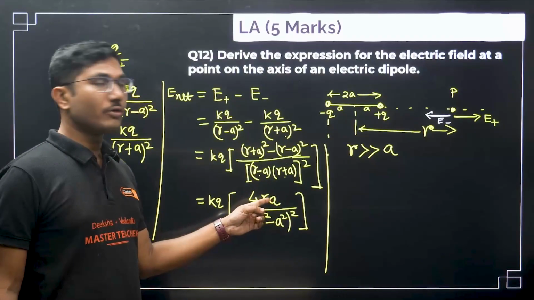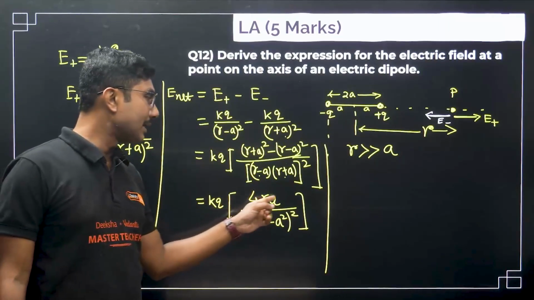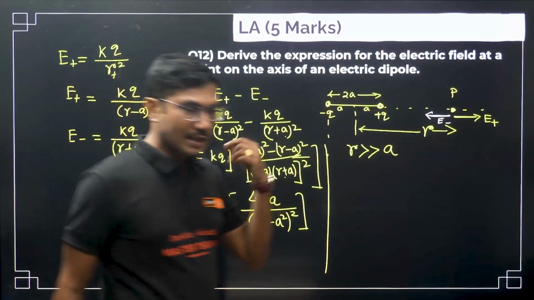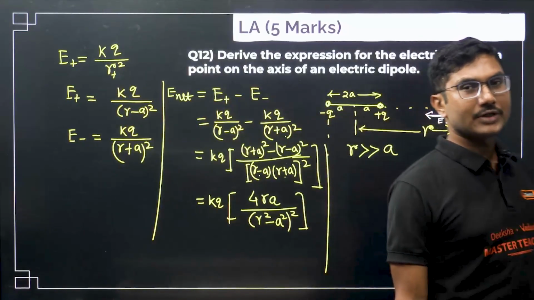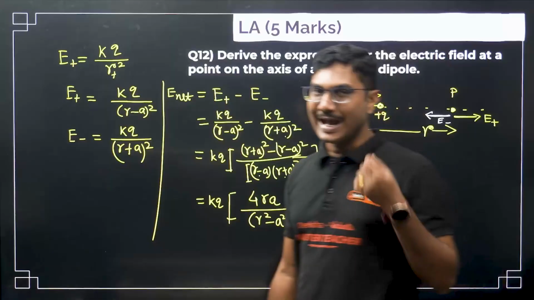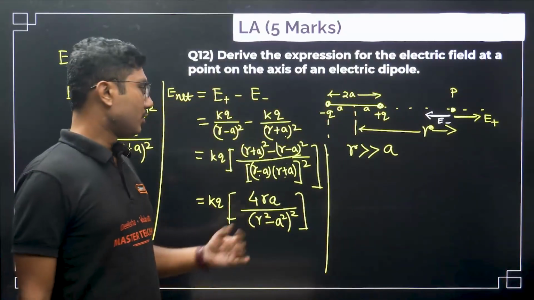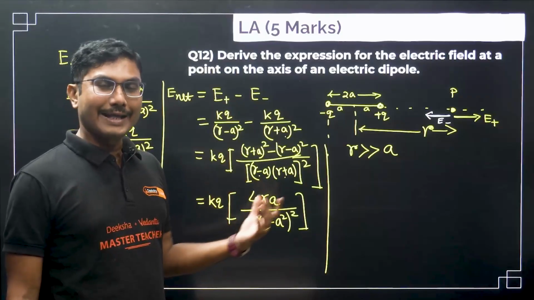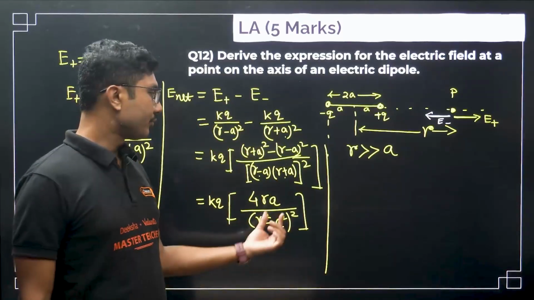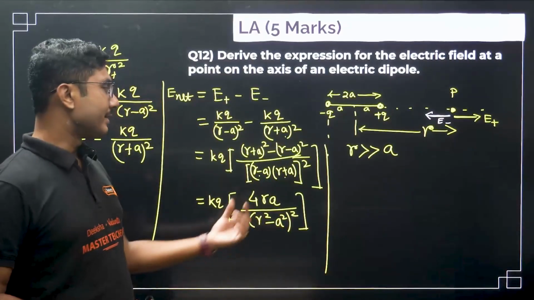We cannot ignore the a in the numerator because it is in the multiplier. So whenever a small number is in the multiplication, we cannot ignore it. If it is in the addition or subtraction, we can ignore that small number. Because a is small, a square will be much smaller. So that's why we can ignore this a square.